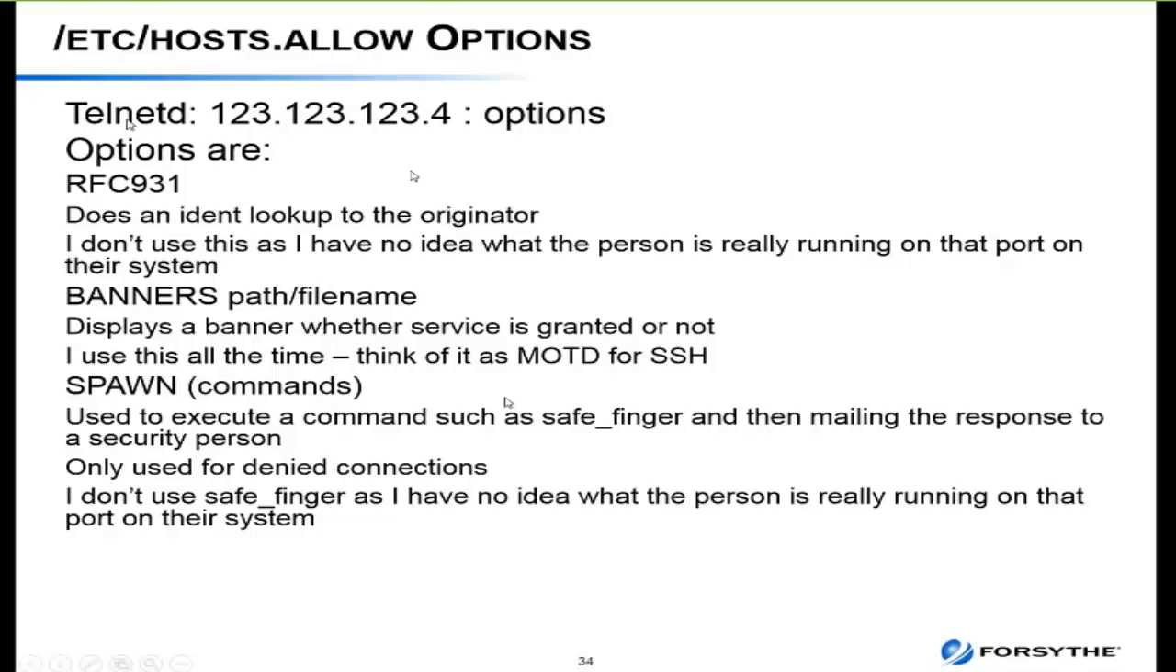So there are 3 columns that you can code in your host.allow. The first one is the service, the second one is the rules, and the third one is extra stuff you want to do under options. So under options, I can have it do an ident lookup, I can add a banner, I can spawn a command, although spawn is only used for denied connections. So I never do RFC 931, because what that does is it goes back to the server that the person is coming from and does an ident lookup. It's very common, if it's a hacker, for them to actually have something else running on that port that you might not want to communicate with.